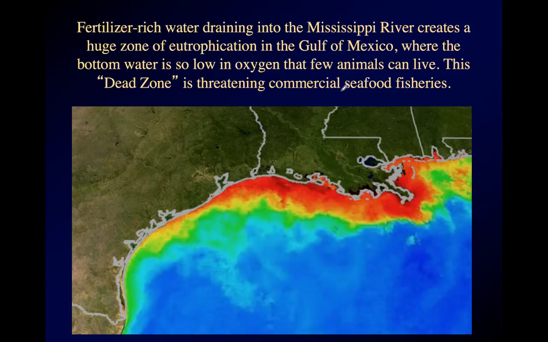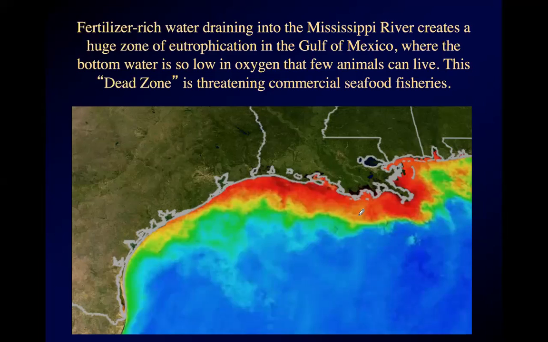And so fertilizer that gets dumped in places like Iowa, if it ends up in the Mississippi, ends up flowing into the Gulf of Mexico. And what's shown in red right here is this zone of eutrophication. This is water that's so loaded with fertilizer that you have these big blooms of algae.